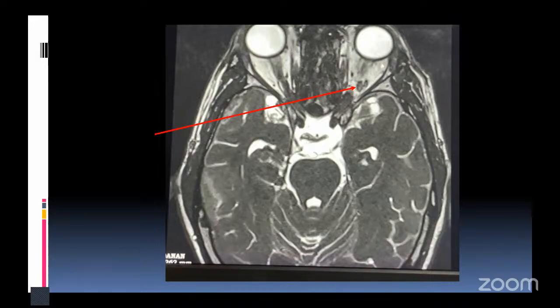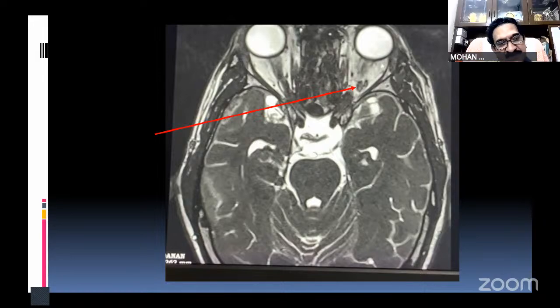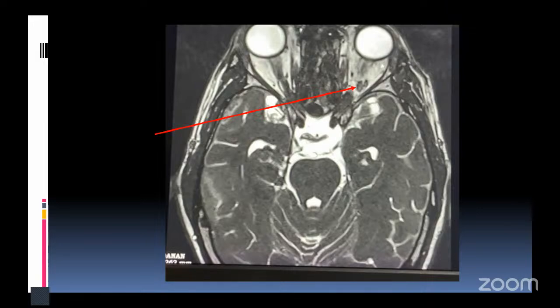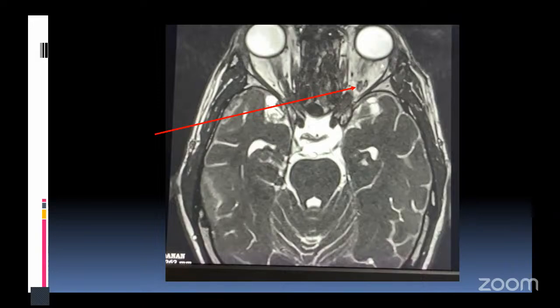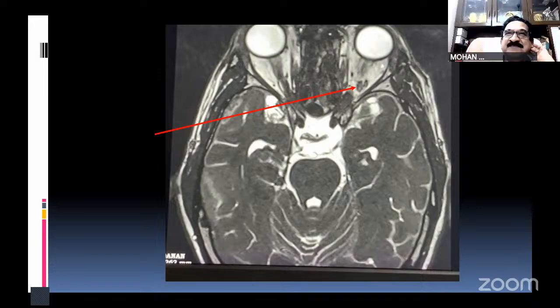Is it a vessel, sir? It could be. It could be a vessel. My question is, so what will you do now? It could be a vessel, it could be a neuroma, or it could be something else. It's unlikely to be responsible for the symptom. Why do you say so? From the superior aspect, no? Correct. So that's the answer I wanted from you.